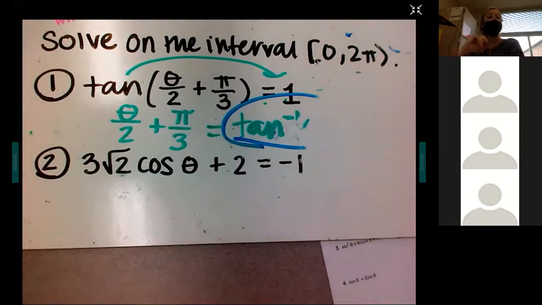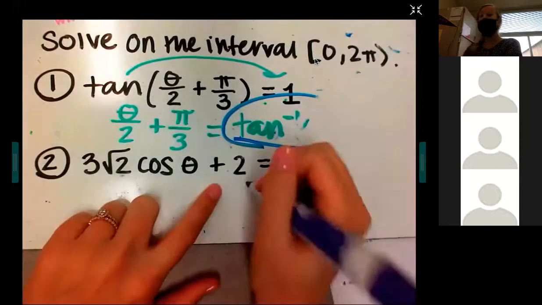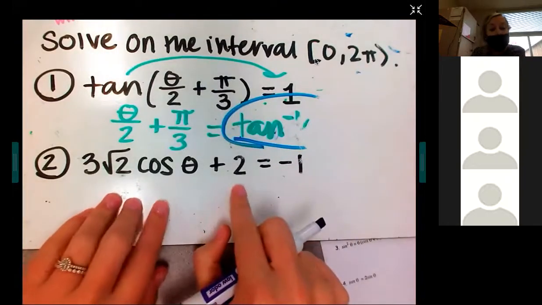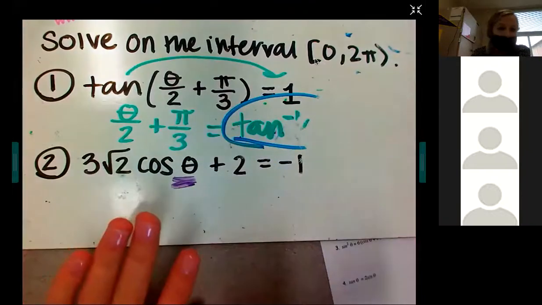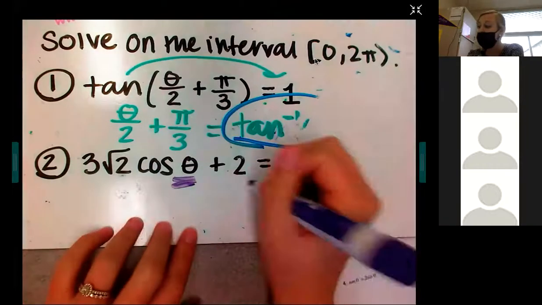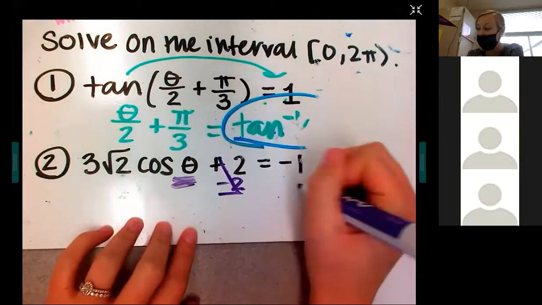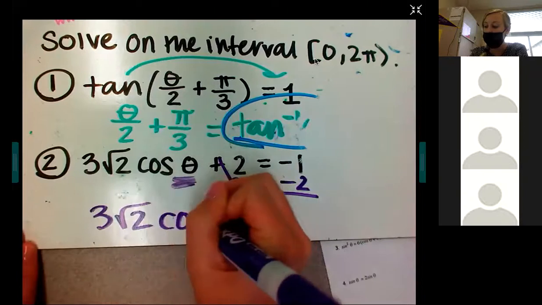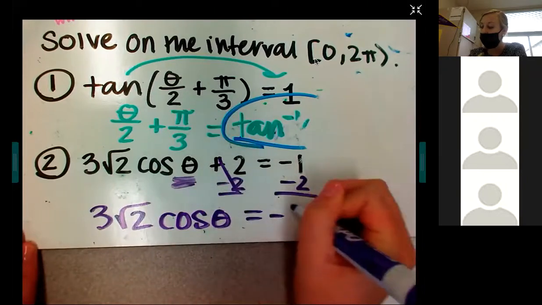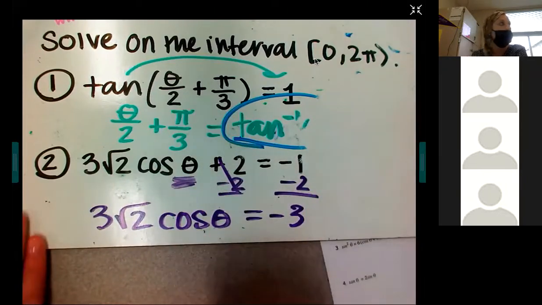What do you do first in number 2? What will we move first to solve for theta? So does everybody see how this one does not have an argument? The argument is theta. There's nothing else in there with it. So for this one, you can go ahead and subtract the 2. And then we'll get 3 square root of 2 cosine theta equals -3. Are y'all okay there? Okay.